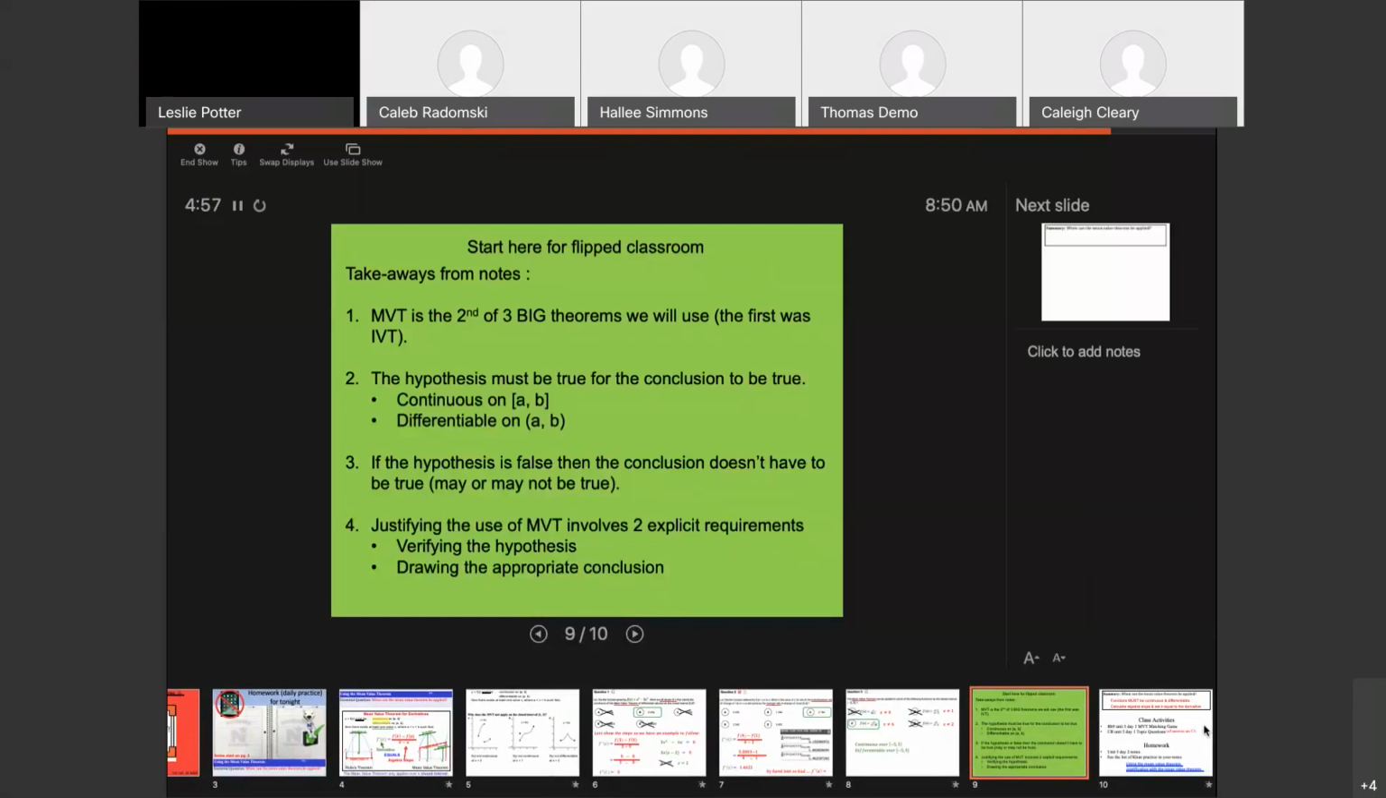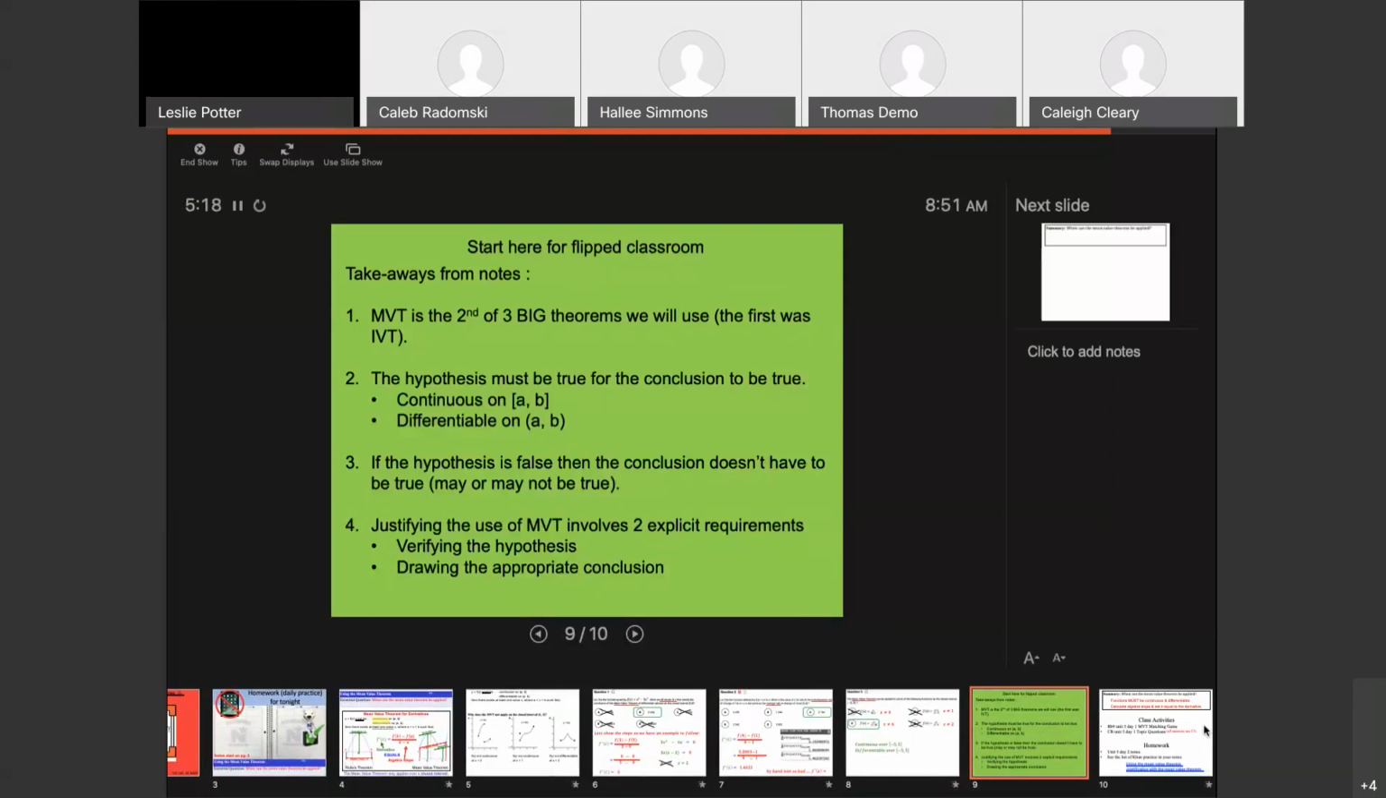Our first one was the intermediate value theorem. That was like if we have two y values that correspond to two x values, then if we pick something in the middle of the y values, it's got to go to the middle of the x values. Right? Intermediate means in the middle or in between. The mean value theorem is today.